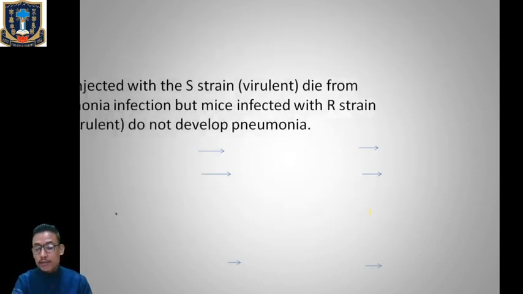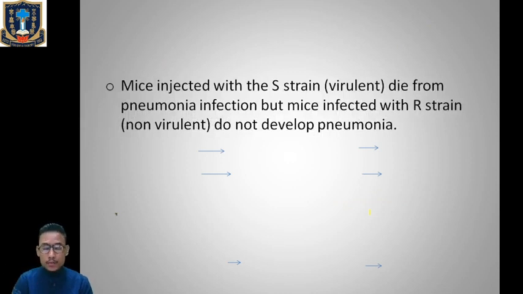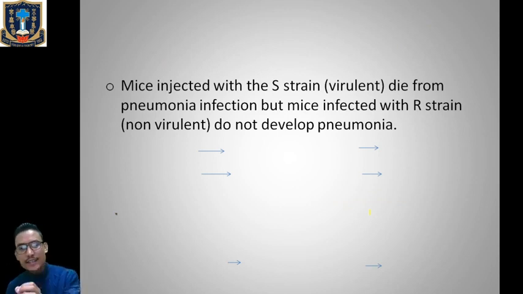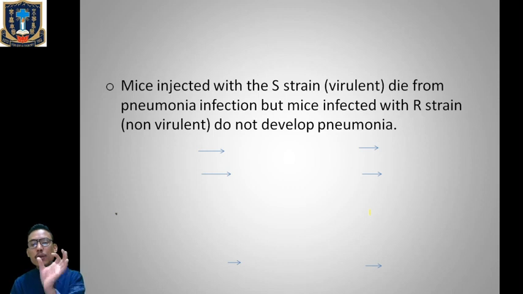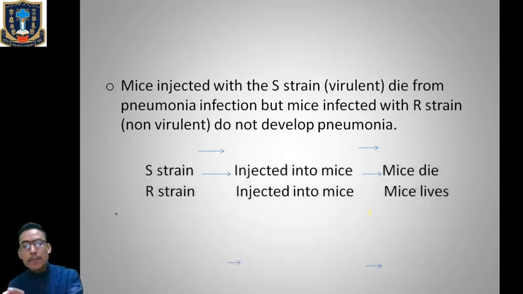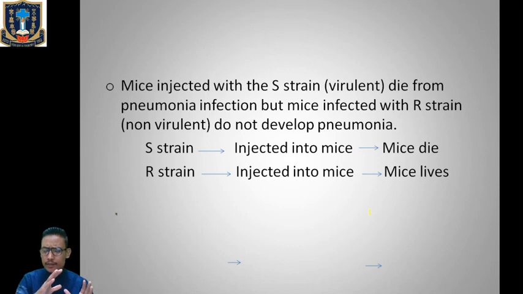Now let's talk about the experiment further. When Griffith injected mice with the virulent S strain, the mice suffered from pneumonia and they died. But when Griffith injected the avirulent R strain into the body of the mice, they did not develop the symptoms of pneumonia and remained healthy. They did not die.